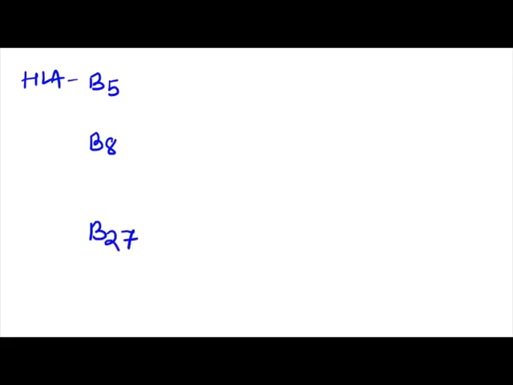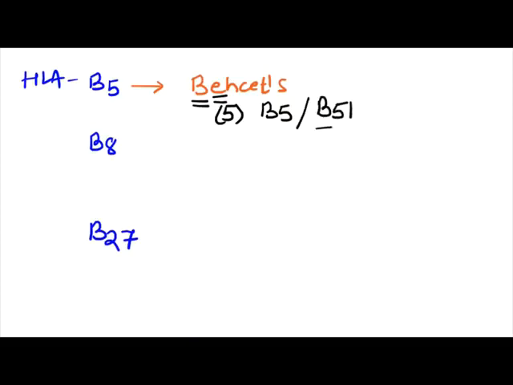So B5 is associated with Behçet's disease. How do we remember that? So Behçet's is B, E is alphabet number 5. So Behçet's is B5 or B51. So remember B51, B5 association. Then we have B8, which can be read as bet, that is B8.